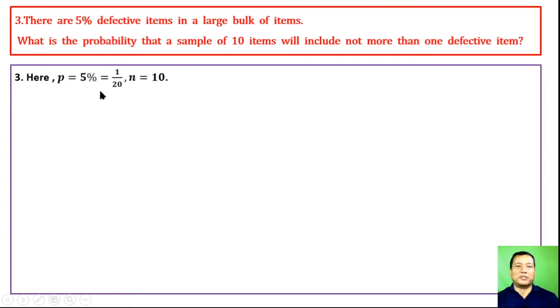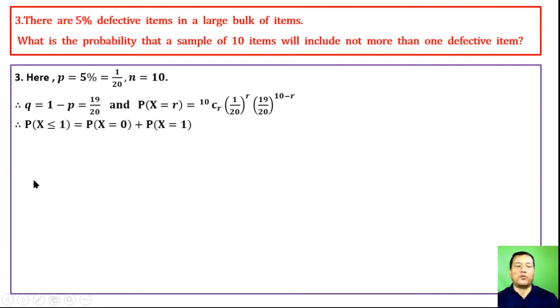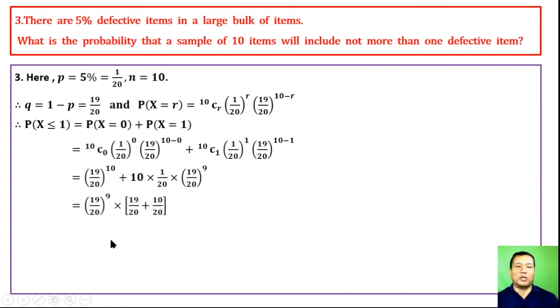Here p is 5%, which is 5 by 100, that is 1 by 20, and n is 10. Therefore q is 1 minus p, which gives 19 by 20, and P of r successes is 10 C r times 1 by 20 to the power r times 19 by 20 to the power 10 minus r. Not more than 1 means P of x less than or equal to 1, that is P of x equal to 0 plus P of x equal to 1. Put r equal to 0 and r equal to 1. Simplifying, we get the required probability.